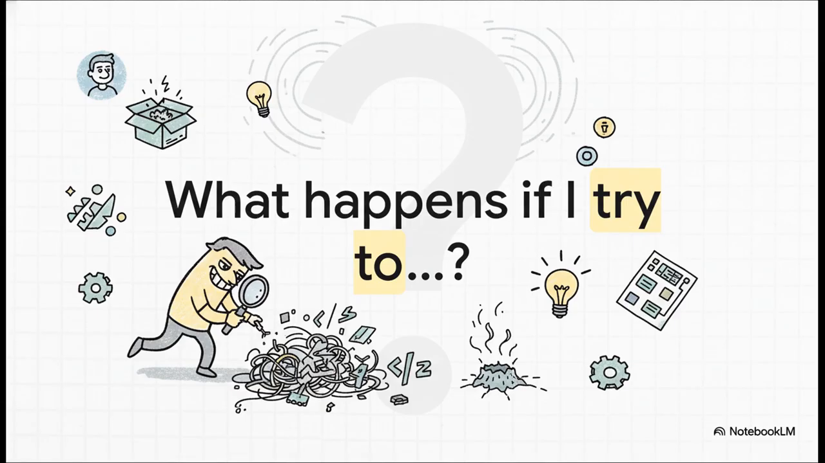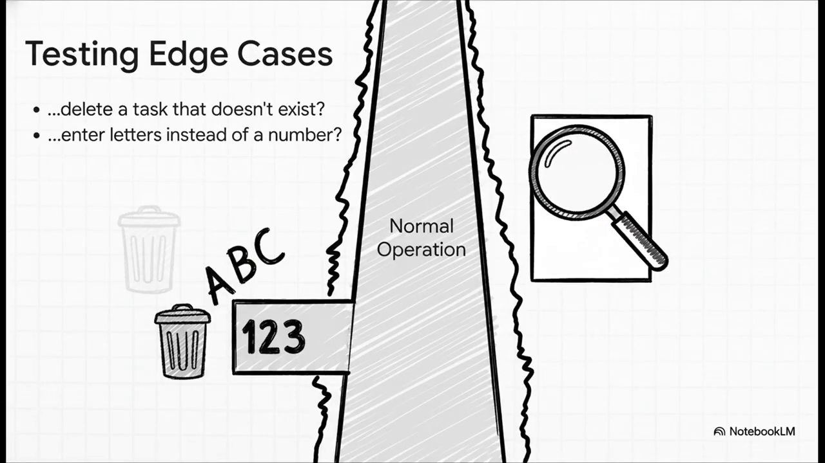Don't just check that it works when you do everything right. No, you need to actively try to break it. Think of the craziest things a user might do. We call these edge cases, the stuff that happens at the fringes of normal use. Like, what happens if I try to delete task number 99, but I only have 5 tasks? Or what if I enter letters when it's asking for a number? What if the list is empty? A really solid program has a good, graceful answer for every single one of these. And the only way you find those answers is by testing for them.